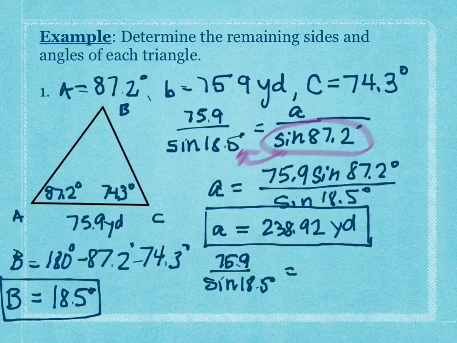And I'm going to find side B now. And that's not B, sorry, C. Side C. And side C has an opposite angle of 74.3 degrees. So this will be sine of 74.3 degrees. Do not be tempted to try Pythagorean theorem. That's not going to work here.